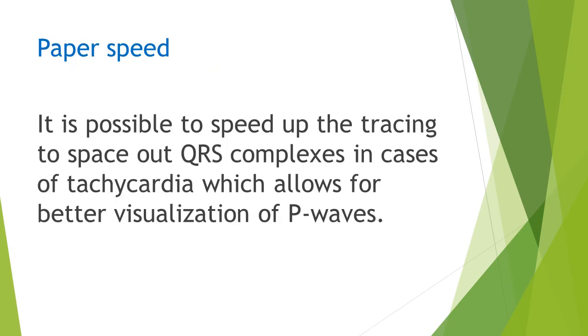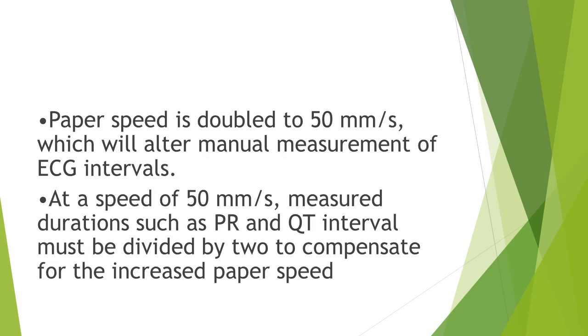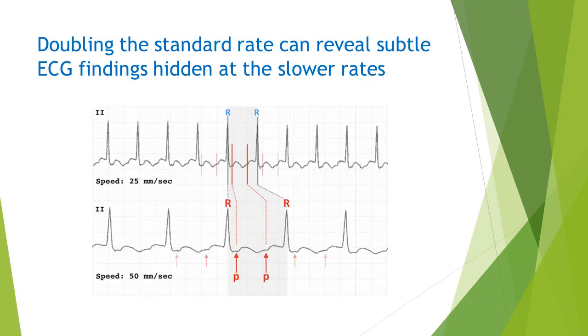It is possible to speed up the tracing to space out the QRS complexes in cases of tachycardia, which allows for better visualization of P waves. When paper speed is doubled to 50 mm per second, it also alters the measurements of the ECG intervals. At a speed of 50 mm per second, measured durations such as PR interval and QT interval must be divided by 2 to compensate for the increased paper speed. Doubling the standard rate can reveal subtle ECG findings hidden at slower rates. Here the P waves are easily seen when the speed was 50 mm per second.